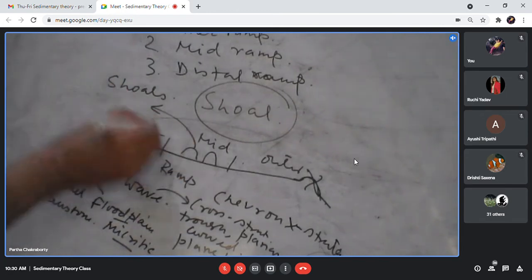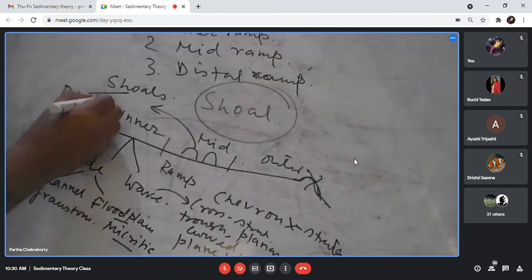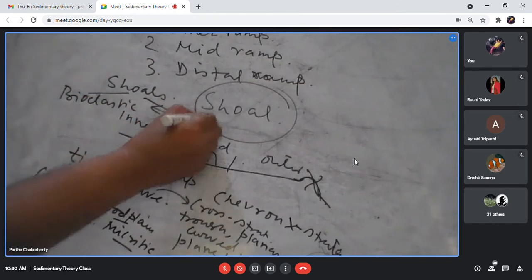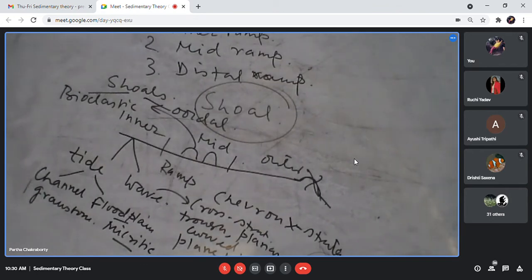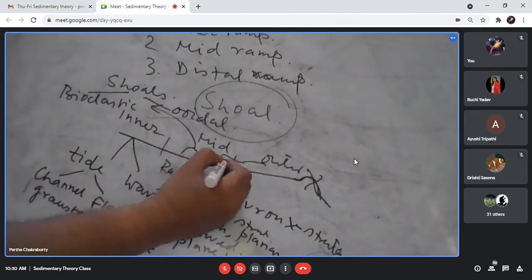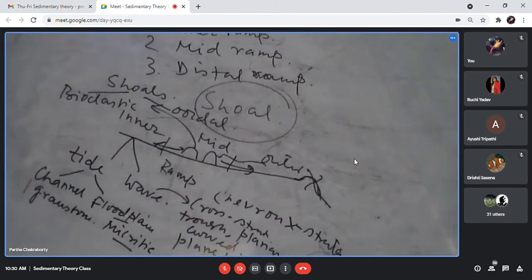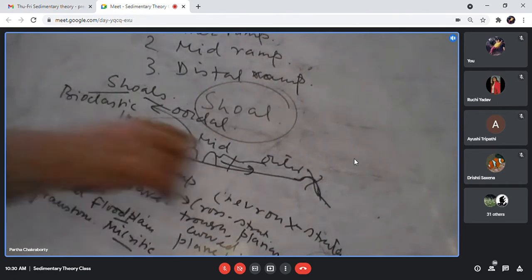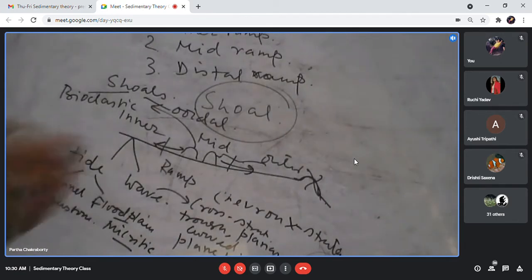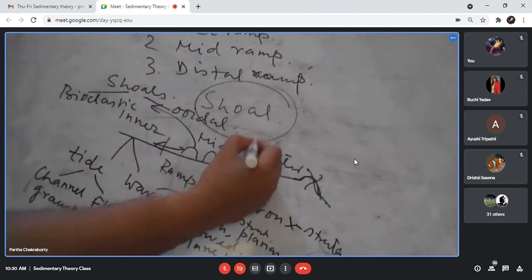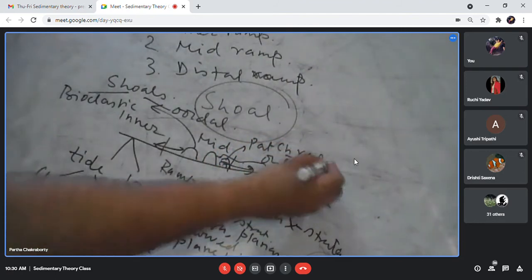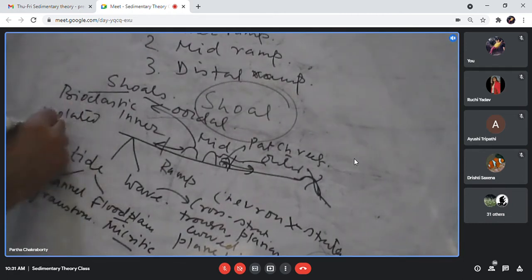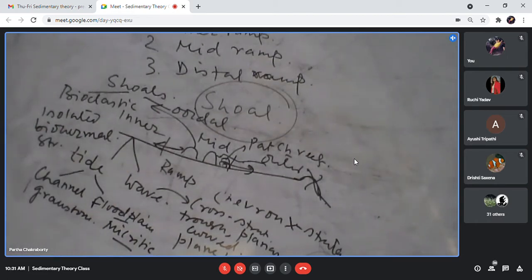The shoals in the mid-ramp. Shoals can be either bioclastic or ooidal. Now these shoals may be reworked by the wave and can supply sediment to both sides. On both sides, the ooids or the bioclasts can be distributed because of the reworking by the wave. You can also have the formation of patch reefs, which are isolated bioherm structures.